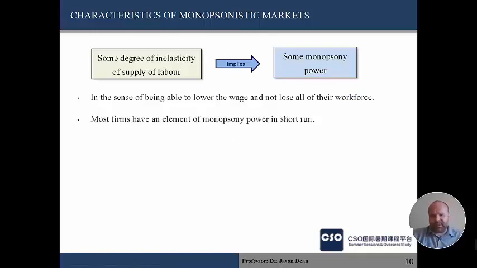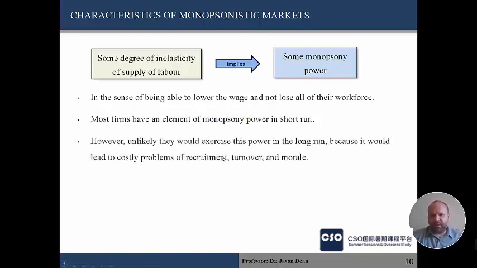And it's true that many firms would have some element of monopsony power in the short run, meaning they could lower the wage, but they typically wouldn't exercise this power in the long run, as it would lead to problems of recruitment, turnover, and morale.